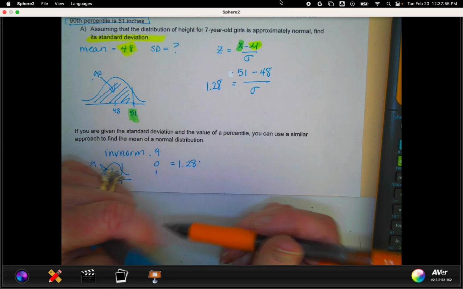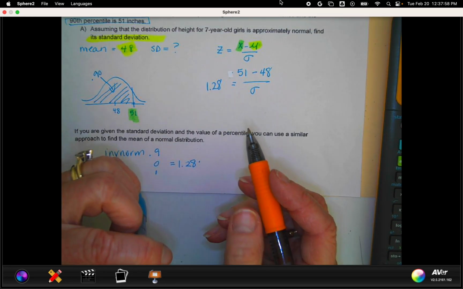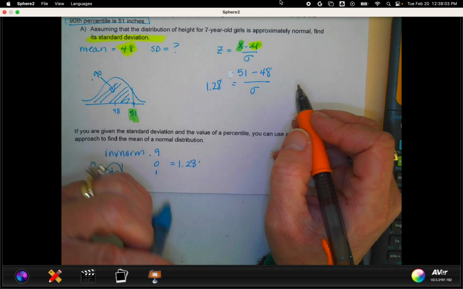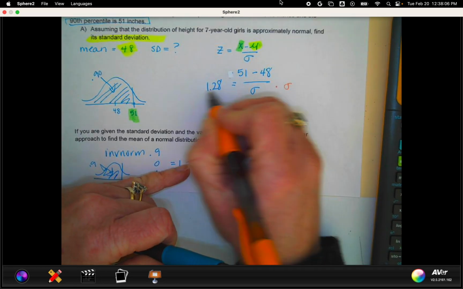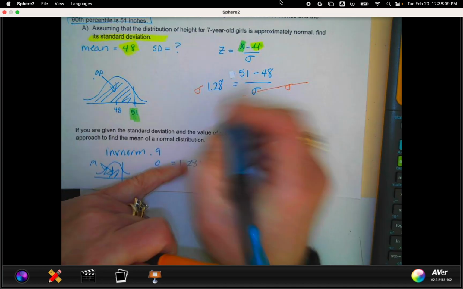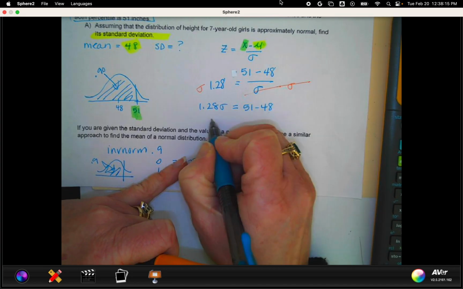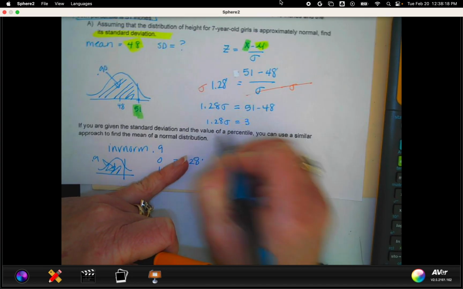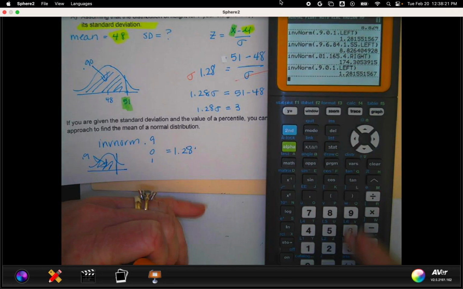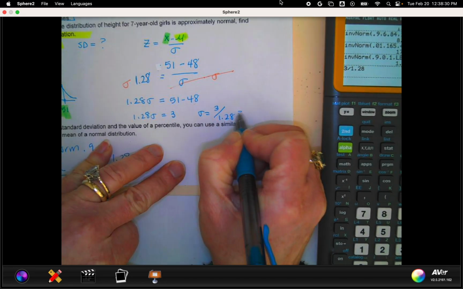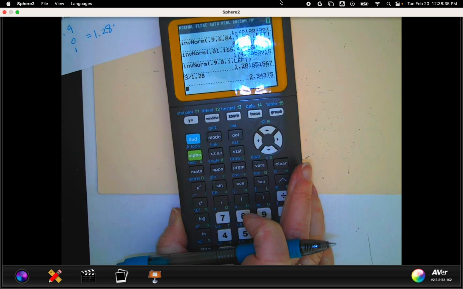Your variable's in the denominator. Multiply both sides by sigma. So then it's gone. So now you have 1.28 sigma equals 51 minus 48. 51 minus 48 is 3. Now to get sigma by itself, I'm going to do what? 3 divided by 1.28. So then we have sigma is equal to 3 divided by 1.28. So I'm just going to round it to 2 decimal places. So your standard deviation is about 2.34.